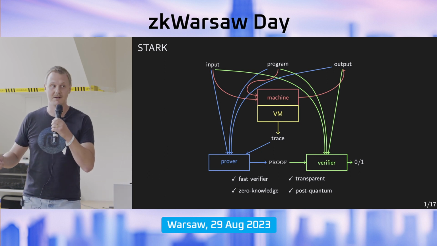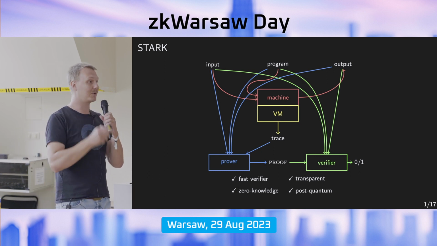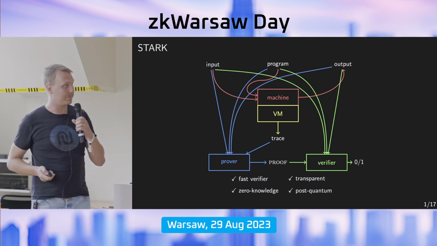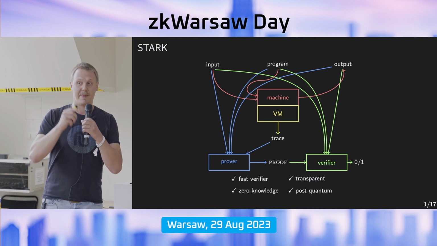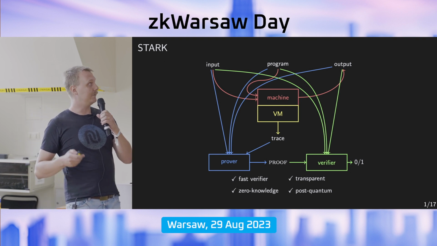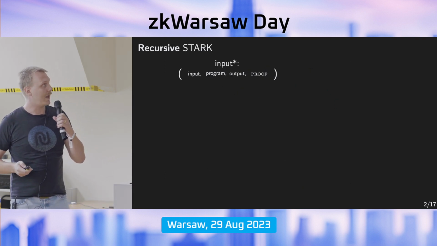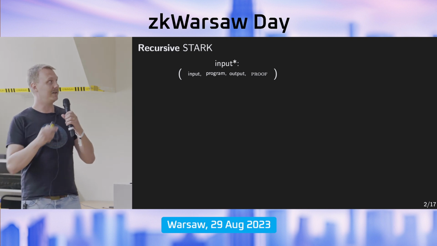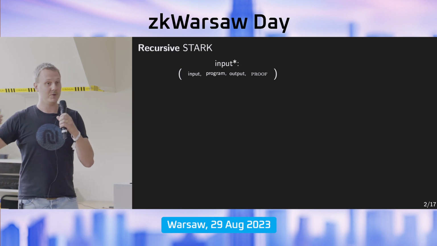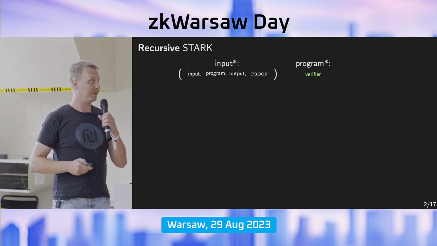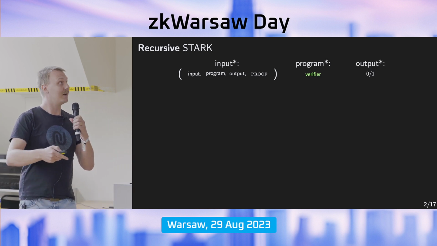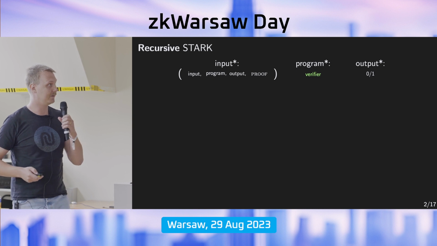Now that's only half the picture that's motivating the design of Tip5, because we don't just want a hash function for Starks, we want a hash function for recursive Starks. So if we're looking at the green arrows and the green box of the verifier, that's the computation that we want to prove. So that looks more like this. We have a new input, which is the input, the program, the output, and the proof of the previous slide. And we have a new program, which is the verifier of the previous slide. And we have a new output, which is the output of the verifier of the previous slide.